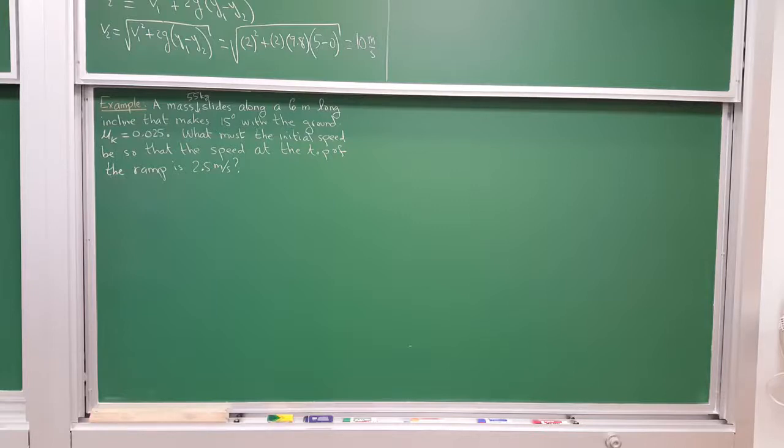It says here, what should the initial speed of the mass be so that the speed at the top of the ramp is 2.5 meters per second? As you imagine, as the mass slides up the incline, it slows down. It slows down because it's gaining height, and so it's gaining gravitational potential energy, and it also slows down because it's losing energy due to the friction. So at the bottom, it should have a higher speed than 2.5. So let's draw a picture here and remember that we have friction in this case.